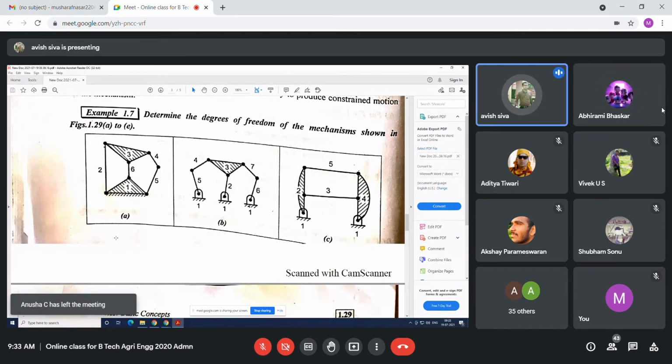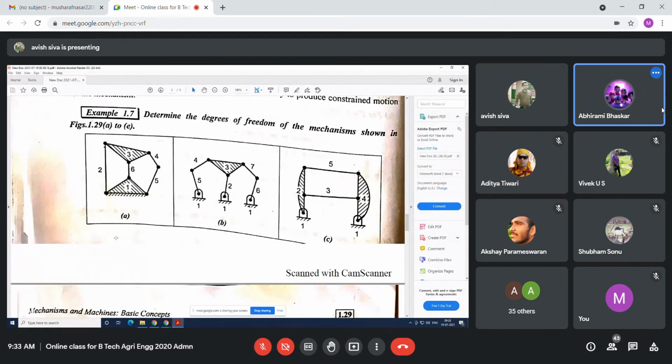Okay, 100% sure, Abhirami? Yes. 10 links are there, right? Yes. But you are wrong. That is the concept, okay? She is wrong. Why? Because a triangle, when it is shown in a hatched manner, as you can see in the figure, represents a single link. That is why one is written there. So a triangle with hatched sections represents a single link.